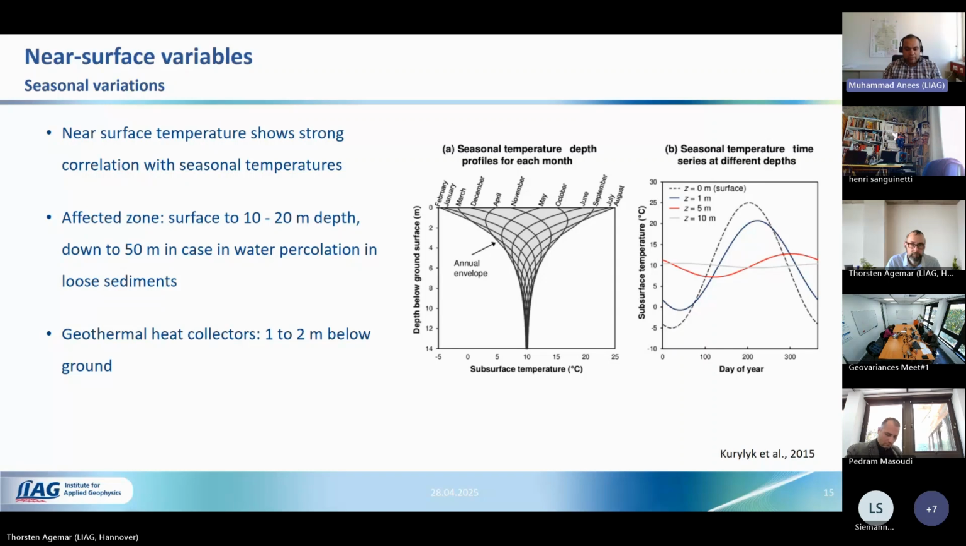Also, which is not shown in this figure, if we have the effect of rainfall or groundwater percolation, then this effect can reach up to 50 meters of depth in such a region, and also in regions where there is a high topographic gradient. For example, if there are mountains with valleys, the shallow subsurface temperatures are more affected by the seasonal variations. So the idea is to account for these variations as well. Next slide.